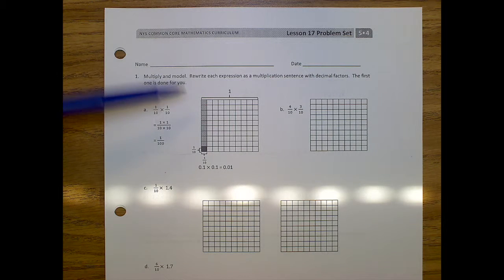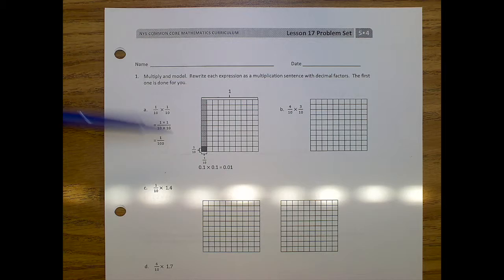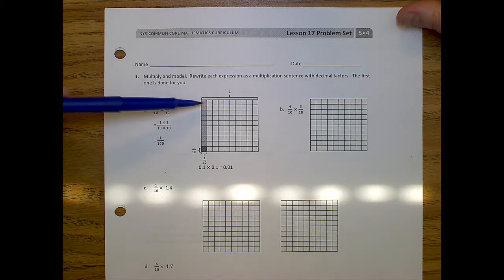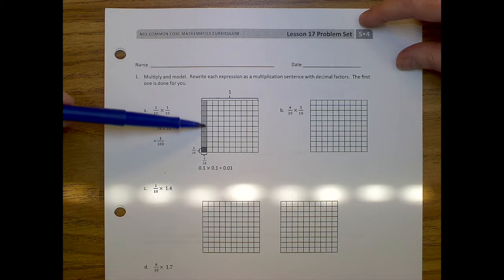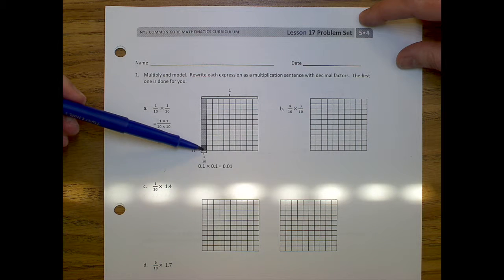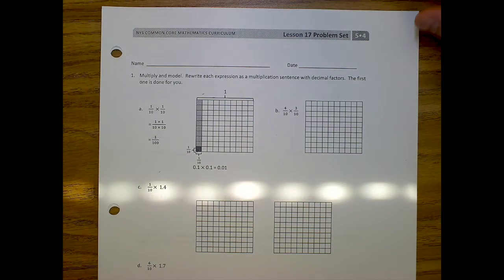So we have, how many total boxes do we have here? 100. And if you've ever used base 10 blocks, you know that each strip is worth how much? 10. Each of these little boxes is worth 1/10 or 1 unit. 1 unit out of how many total? 100.